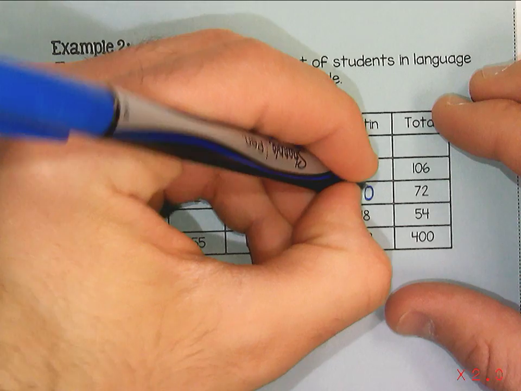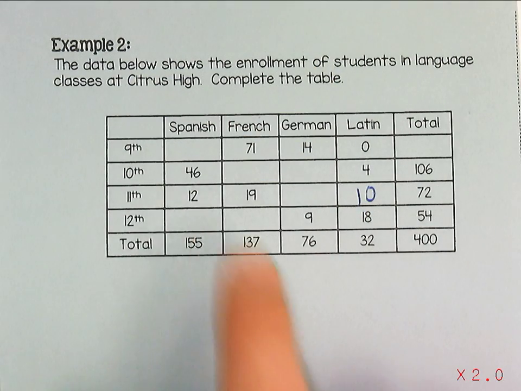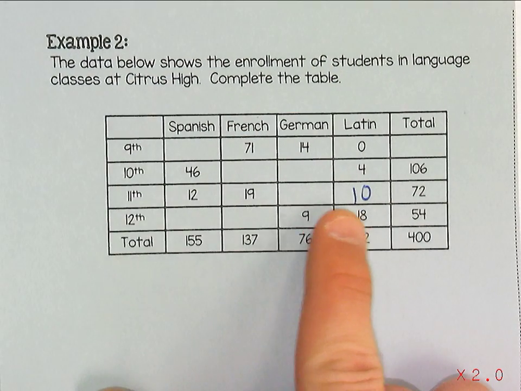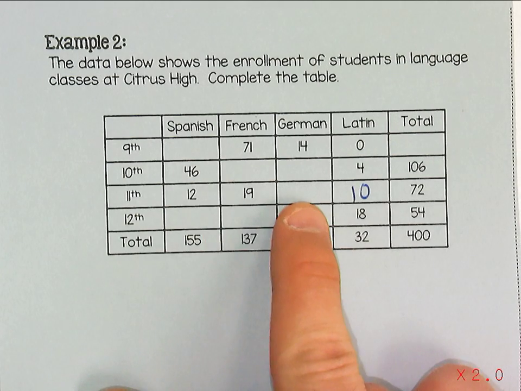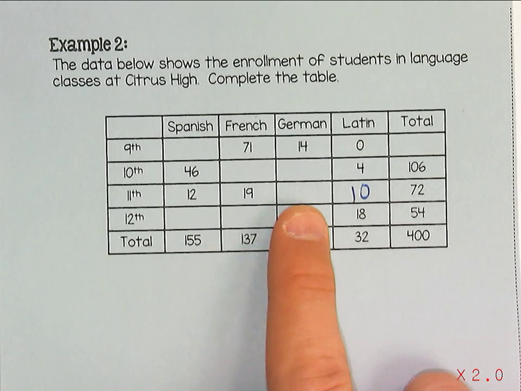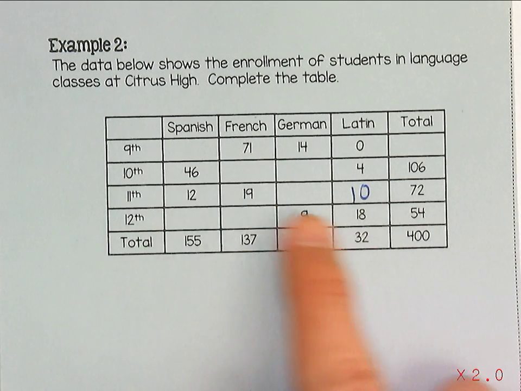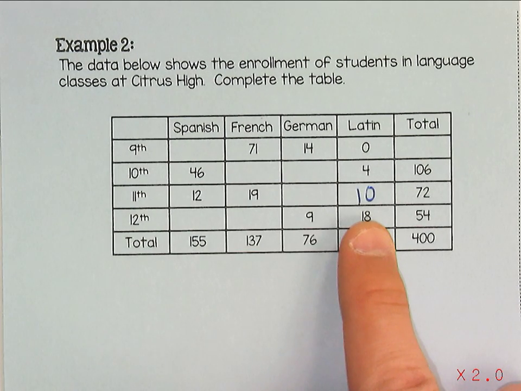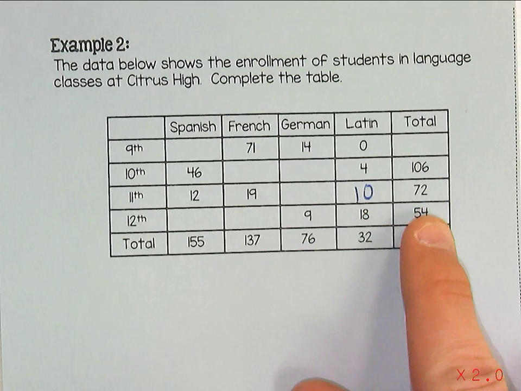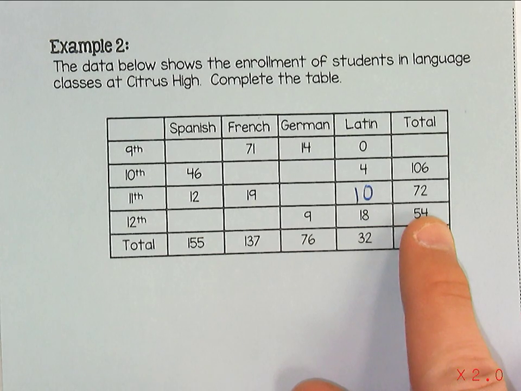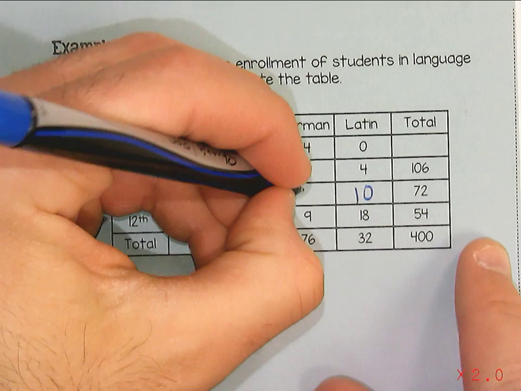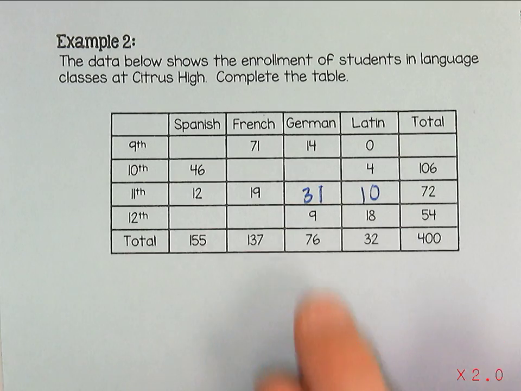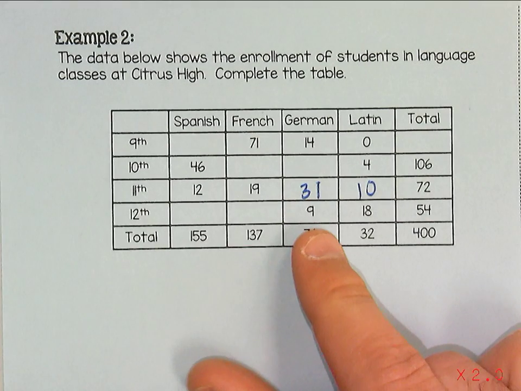So I know this number is 10. Now we're going across here in 11th grade. I see I can fill this in because there's only 1 point here. So let's go ahead and do that. I'd add up 12, 19, and 10 and subtract from 72, which gives me 41. So I do 72 minus 41. It gives me 31, so that I know that goes here. And as you go, this will start to fill in nicely.